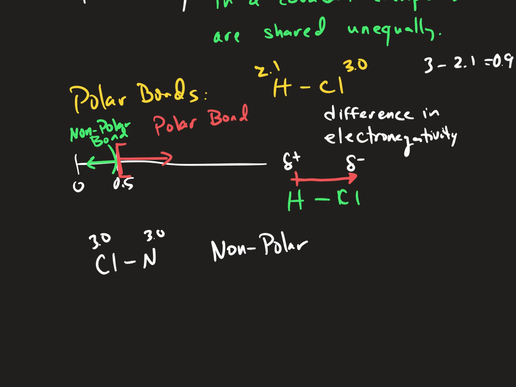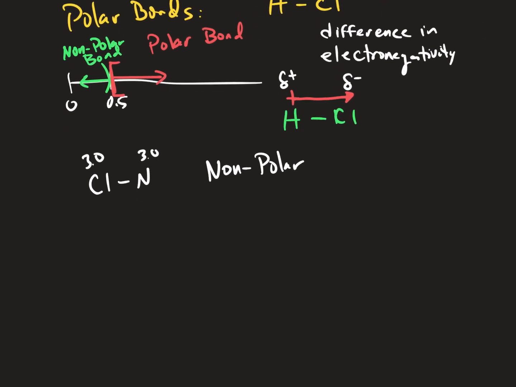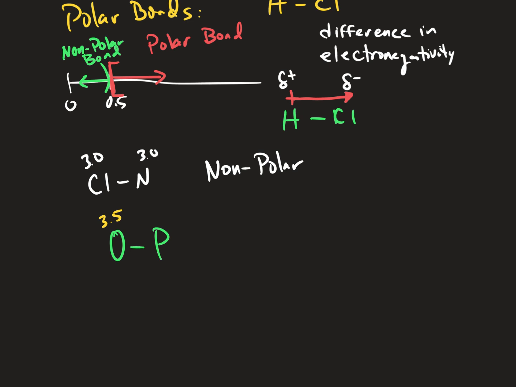Let's try O and P. A bond between oxygen and phosphorus. What's the electronegativity value for oxygen? 3.5, and phosphorus is, what is it? 2.2. What's the difference? 1.3, so that is polar. So what do we need? Which one's partial positive? Or actually, I like to say, which one's partial negative? Oxygen, because it's more electronegative, hence partial negative. Are we good? That makes the other one partial positive.